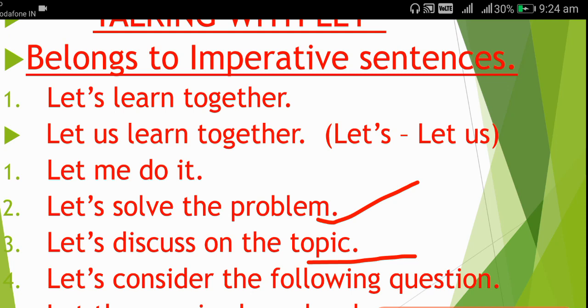Let's discuss the topic. If you have to discuss a particular topic which is upcoming, अगर आपको डिस्कस करना है तो आप डिस्कस कर सकते हैं. You can discuss it. So let's discuss the topic. Let's consider the following question. If we have to choose the following question, if we have to give up the solution required also, then you use let's consider the following question.